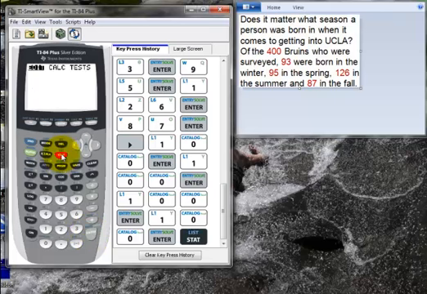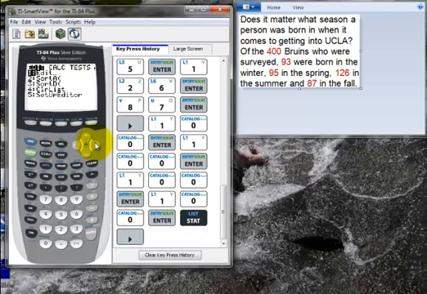So now I go to Stat. I go to Tests. I go up to my chi-squared GOF test. Notice that is not the same as chi-squared test. If you have chi-squared test in your calculator and you do not have chi-squared GOF test, then you have to download the program. So make sure you're doing chi-squared GOF test and not chi-square test. So I hit enter.